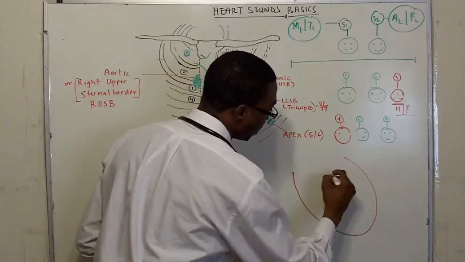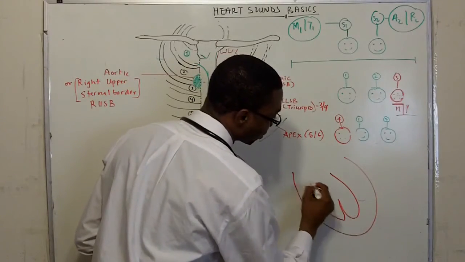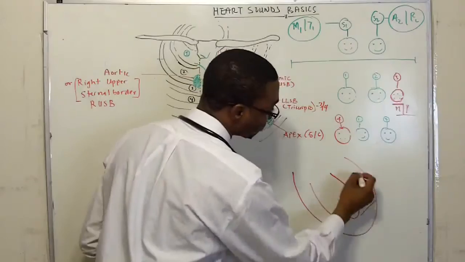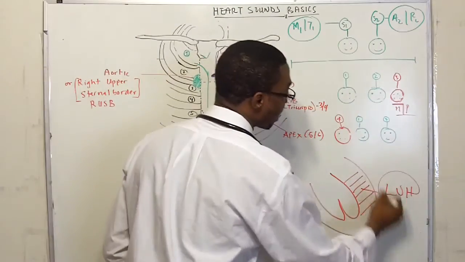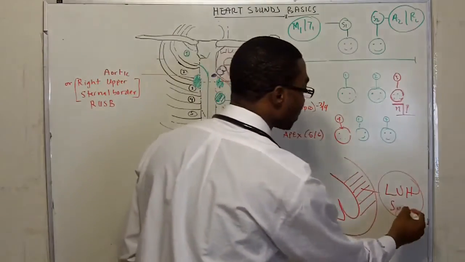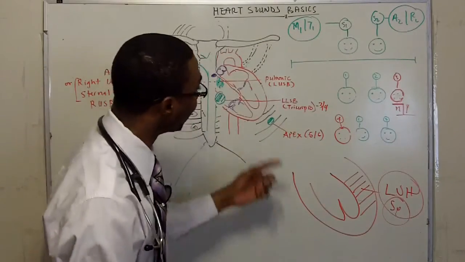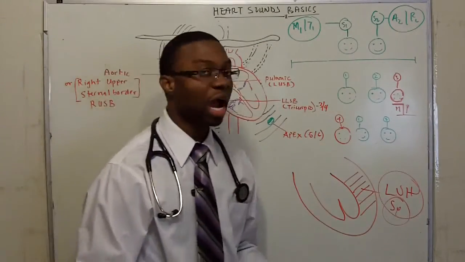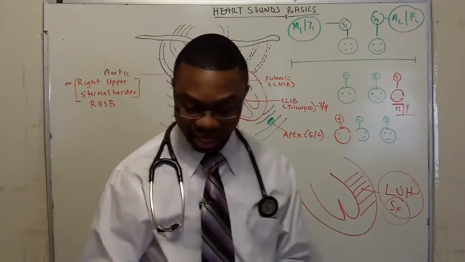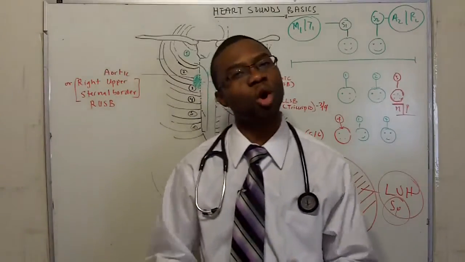So let's draw your heart. Look how thick that muscle is. Yeah, that's what I'm talking about, right? If you have a left ventricular hypertrophy, I might be looking for an S4, and that's how I pick it up, right? But if you have heart failure, I'll be looking for what? An S3, and that's basically how you listen to heart sounds.